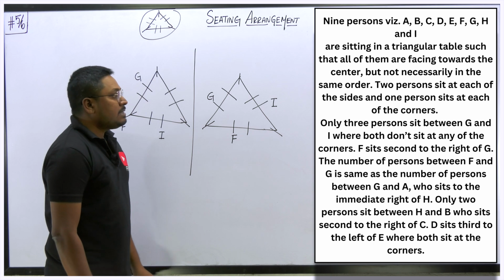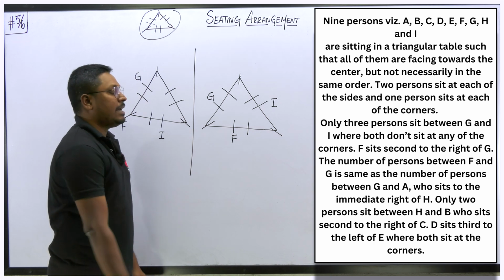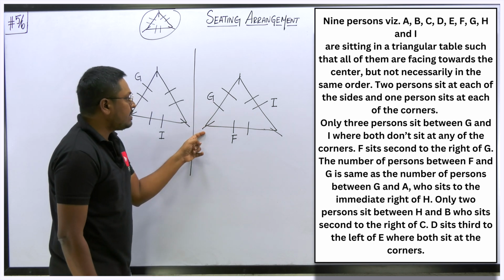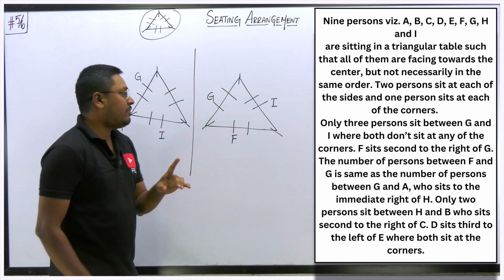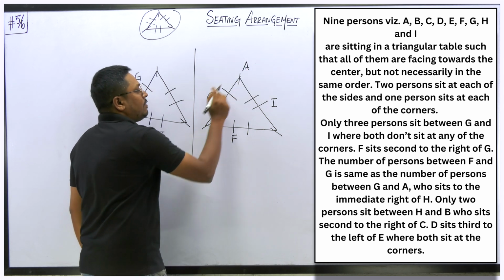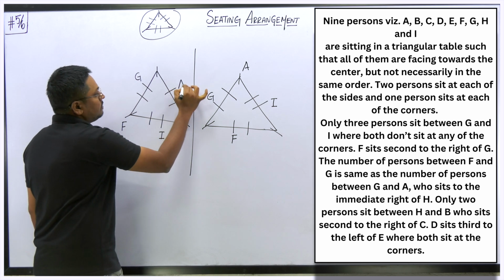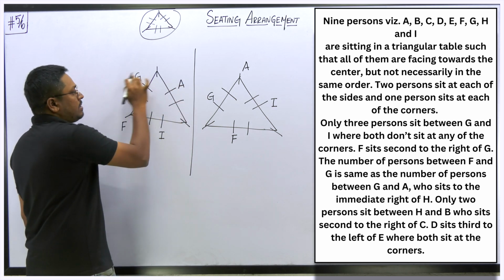So the number of persons sitting between F and G is the same as the number sitting between G and A. Between F and G, only one person is sitting. So between G and A also, there should be a gap of one person. So I should fix A here. Only then can we say between G and A there is a gap of 1. So between G and F 1, G and A 1.